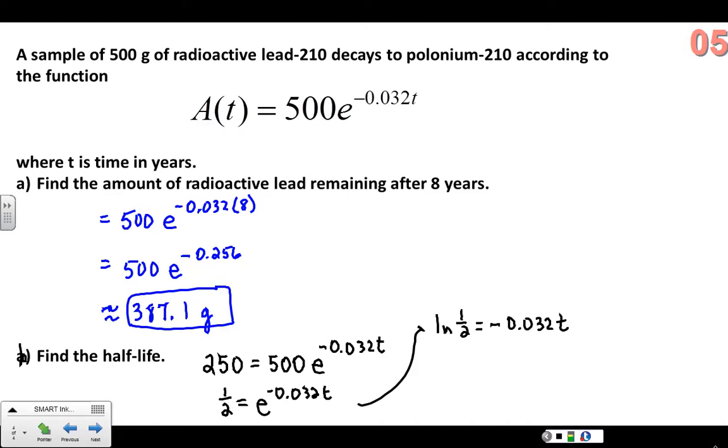So now divide by negative 0.032. And time is approximately, in your calculator, natural log of 1/2 divided by negative 0.032, and I got 21.6 or 21.7 years.